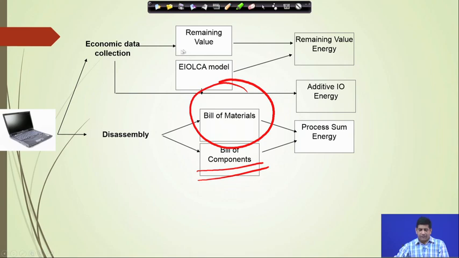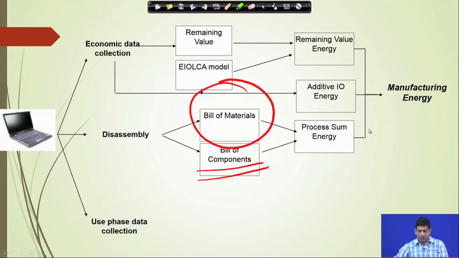Then after a certain year, what is the remaining value? What is the remaining value of energy in that particular computer? Then we found out the manufacturing energy. That means what goes into making this particular computer, how much energy is required. That's the manufacturing part.